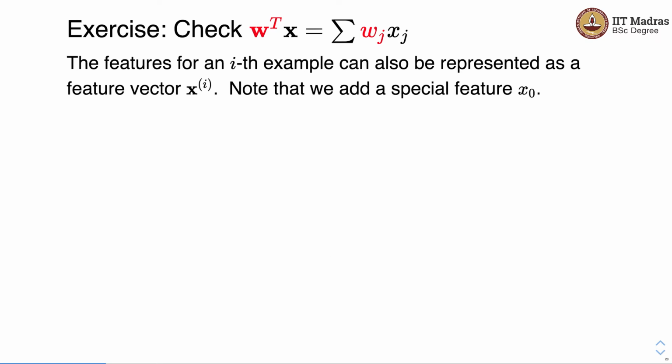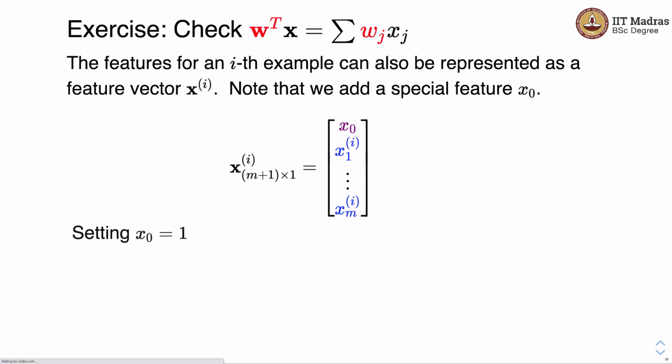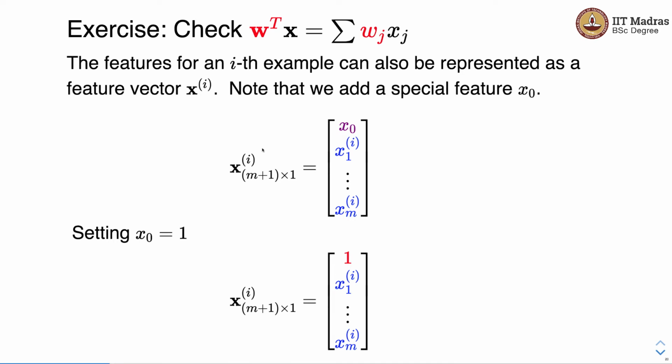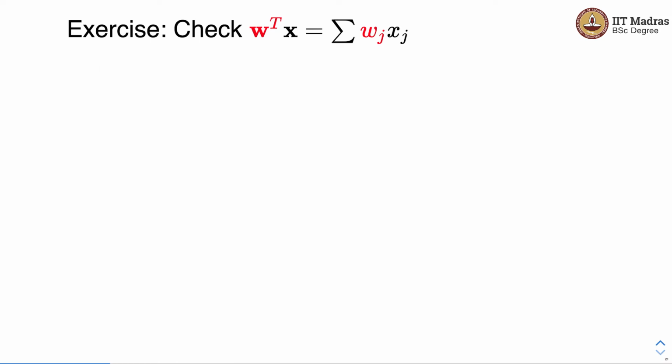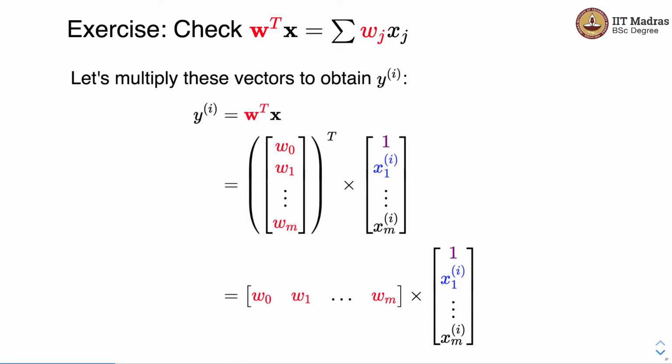And we have a feature vector corresponding to the ith example containing m features, and we add a special feature x0 and set it to 1. So the feature vector also has a shape of m plus 1 cross 1. And now we have to perform multiplication of these vectors in order to obtain the label for this ith example.